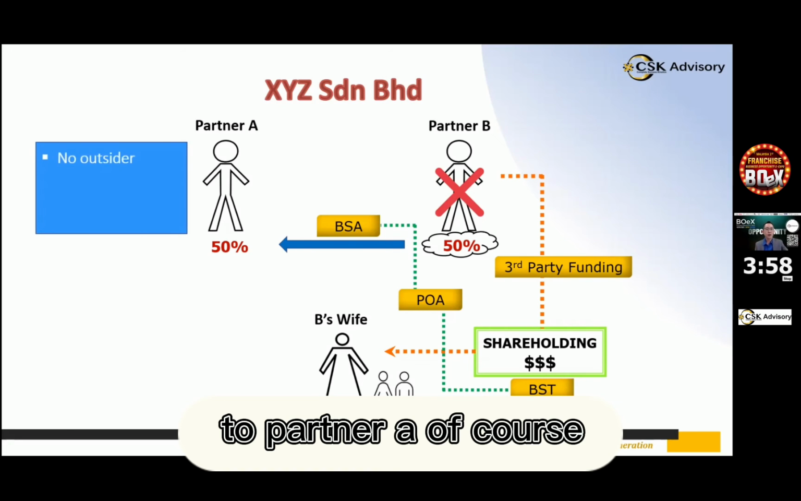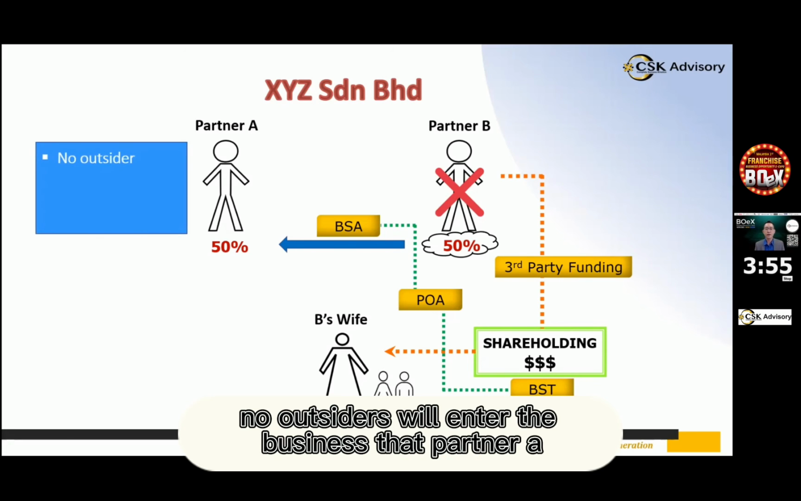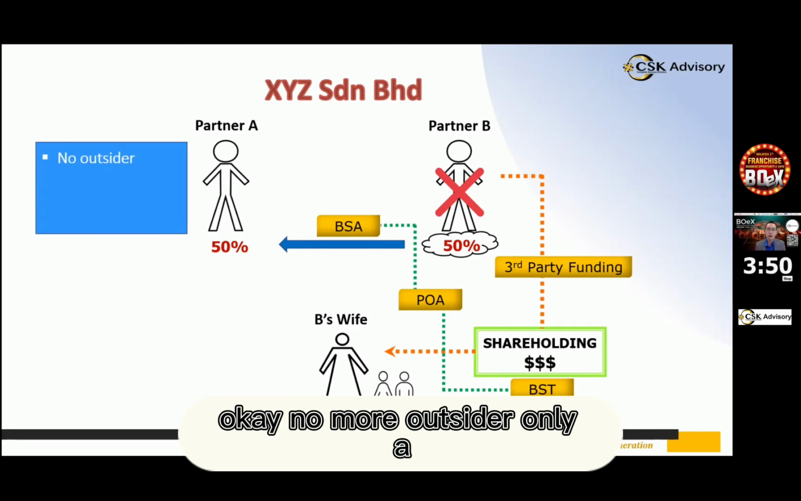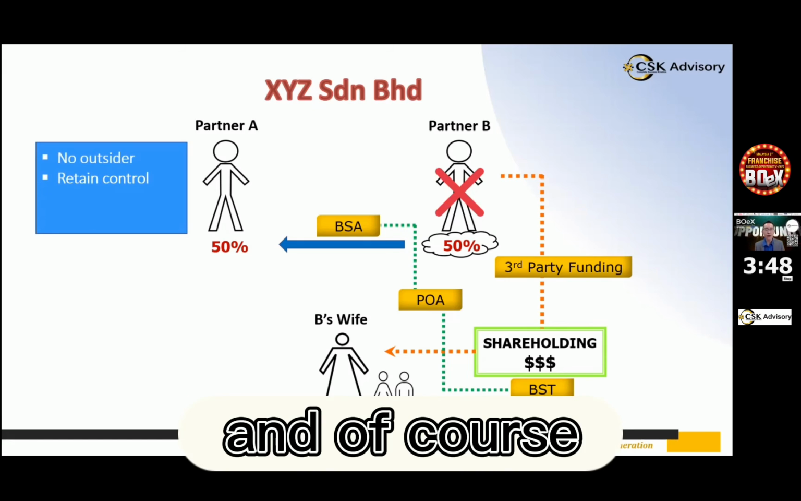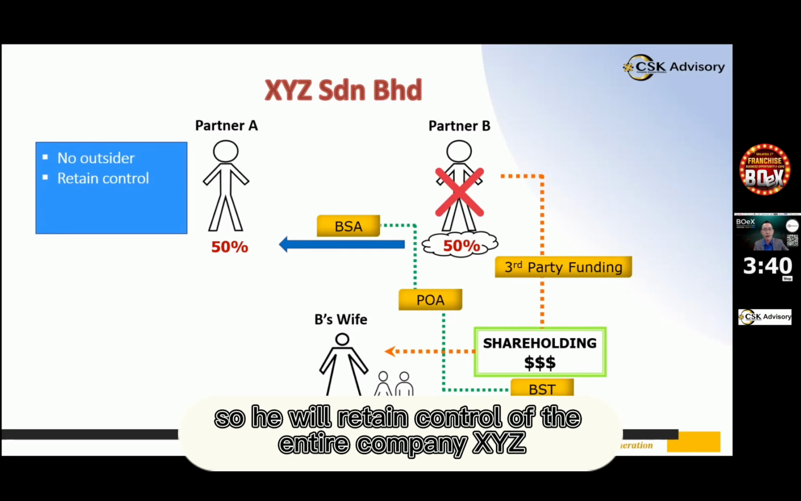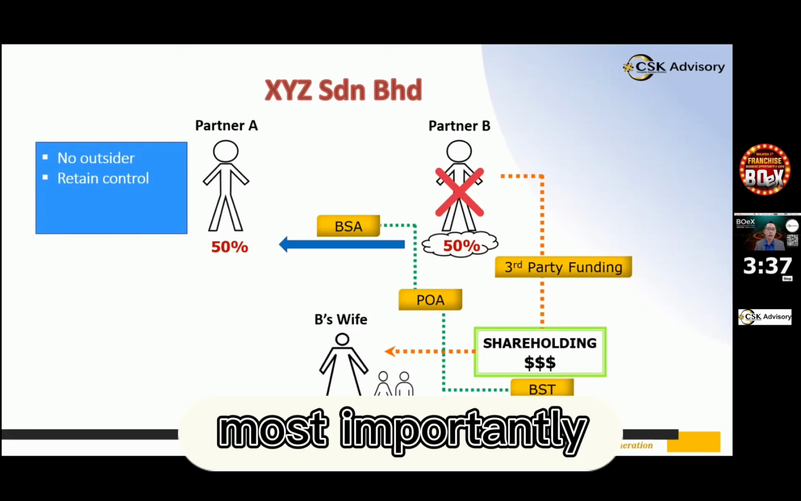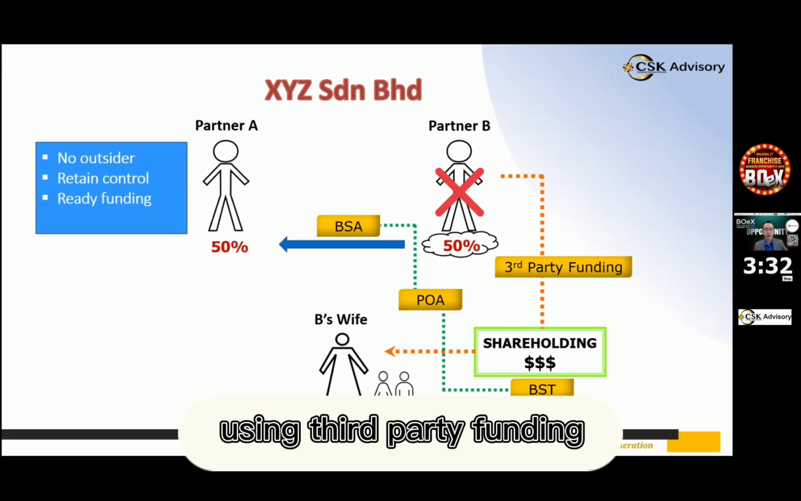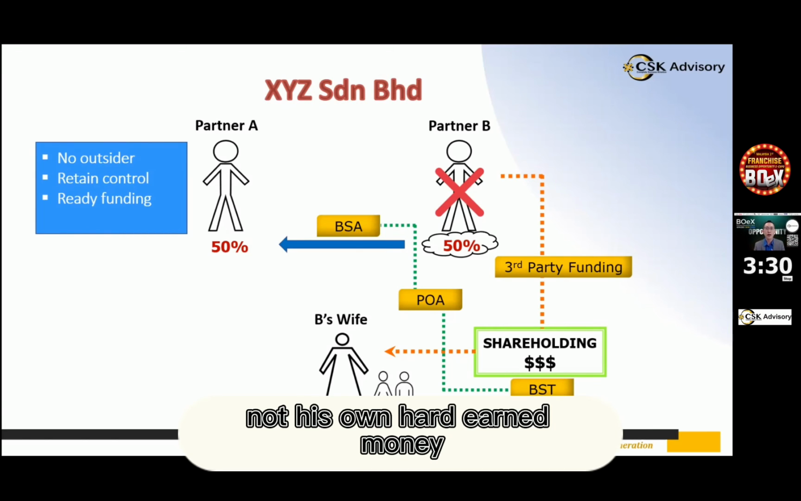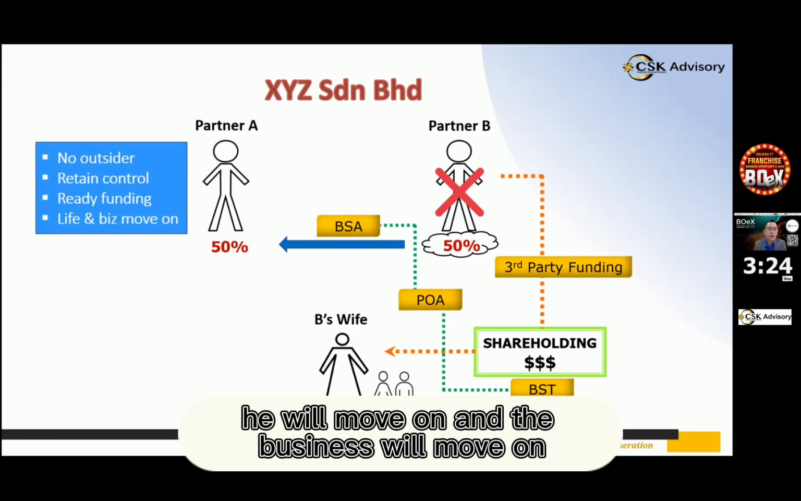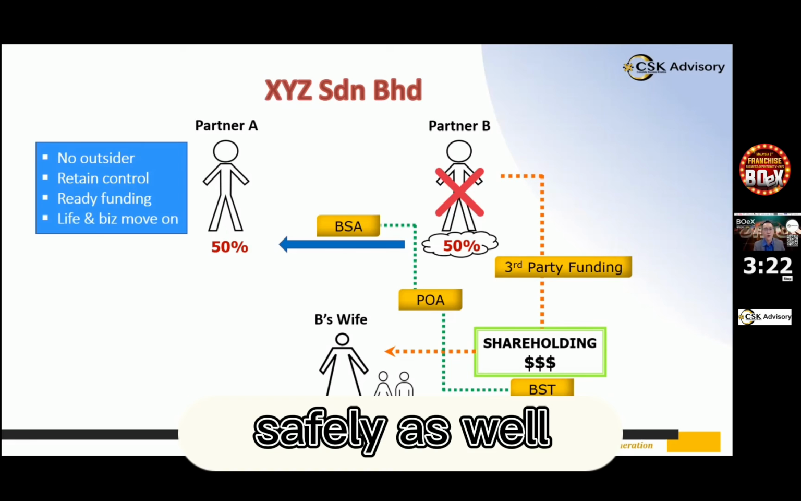To partner A, of course, no outsiders will enter the business that partner A has co-founded with B. No more outsider, only A. And by virtue of getting the 50% share from partner B, he will retain control of the entire company, XYZ. Most importantly, he managed to purchase the shares using third-party funding, not his own hard-earned money. And last but not least, he will move on, and the business will move on safely as well.